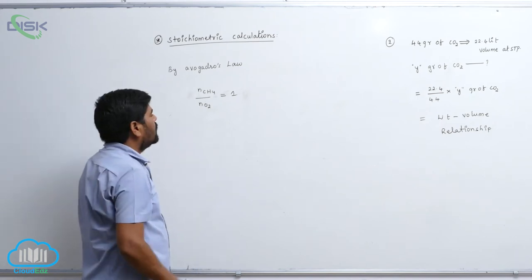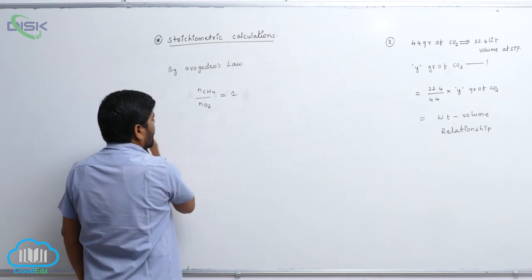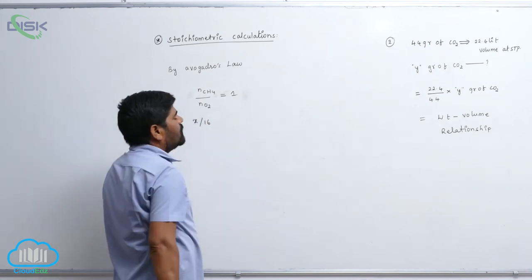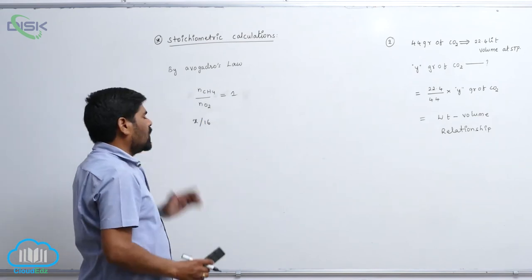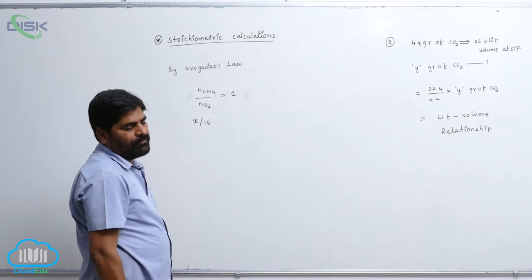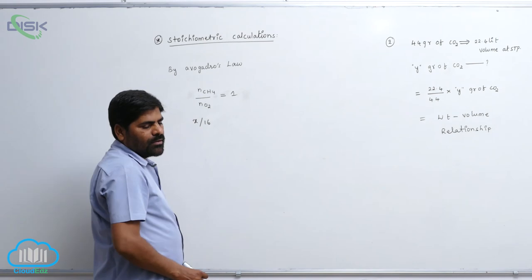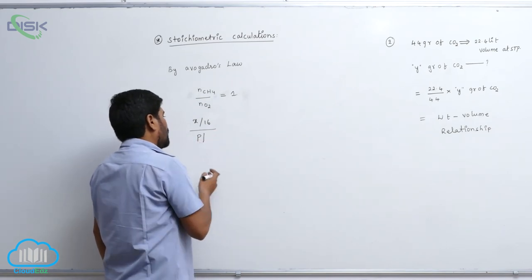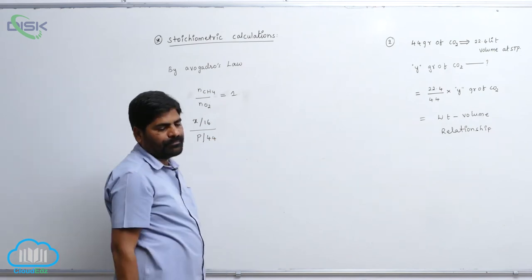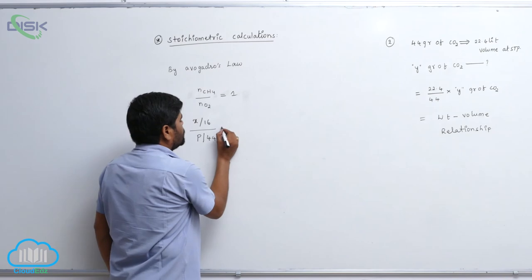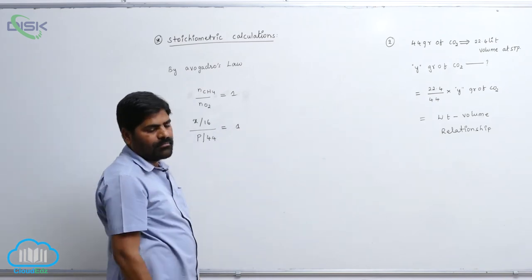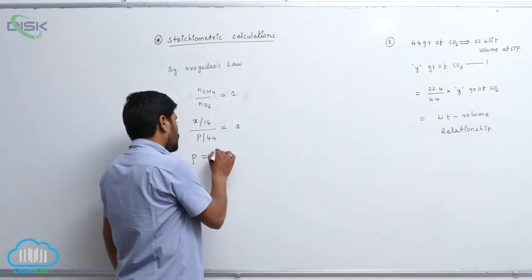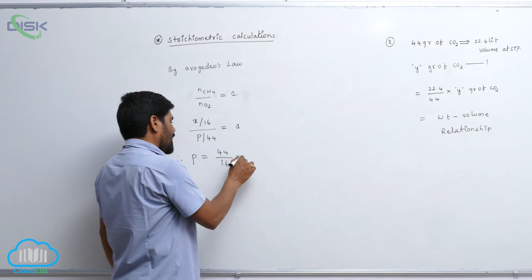So therefore here we don't know the grams, so x by 16, because the number of moles is calculated by weight by molecular mass. x by 16 by P by 44, the weight of carbon dioxide, that is 44. This also equals 1. So therefore P equals 44 by 16 into x.